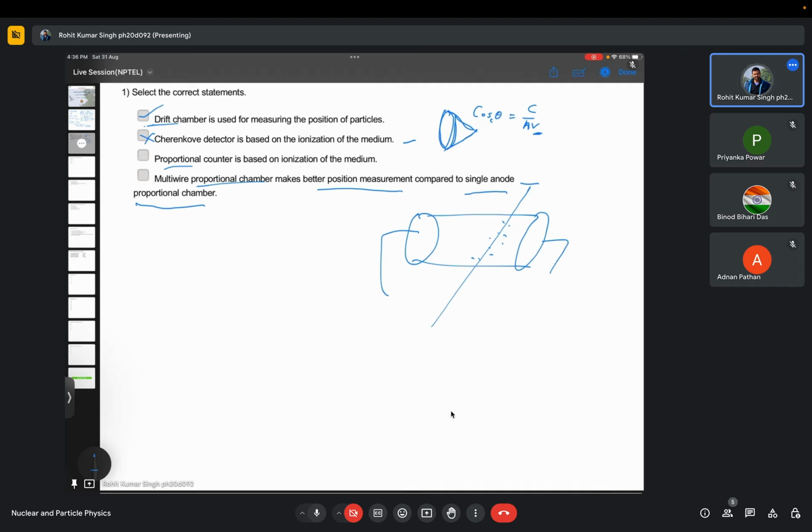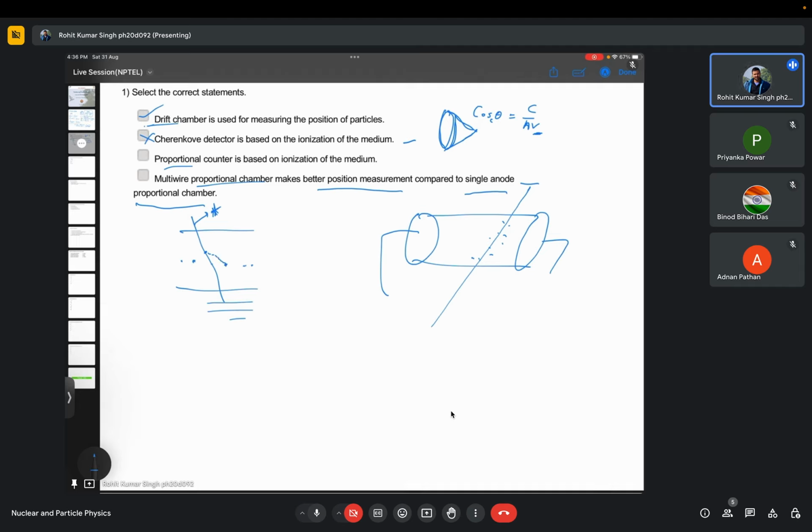You know how drift chambers work. There are multiple anodes placed inside the drift chamber, and when a charged particle passes, there are other scintillators which give you the time at which the charged particle has passed through the drift chamber. So you know the time of the primary interaction with the medium, and then it takes some time to reach your anode.